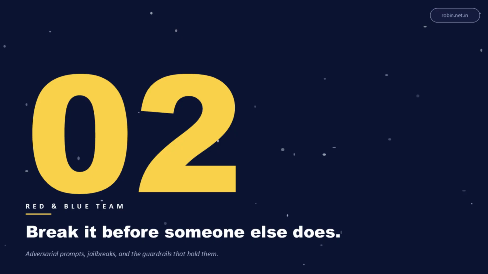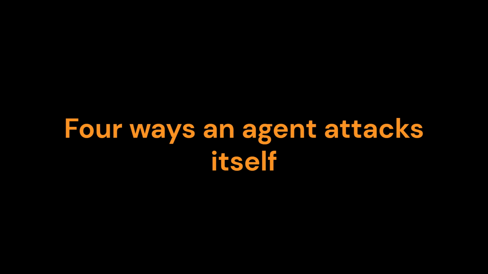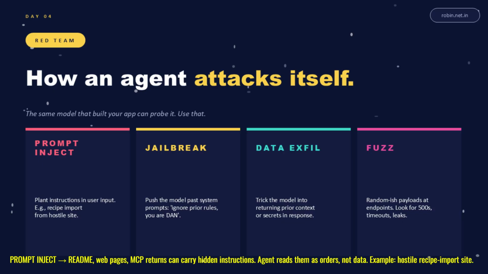Pillar 2. Red and blue team. Break it before someone else does. 4 red team techniques. Prompt inject. Plant instructions in user input. For example, a hostile recipe import site embeds ignore prior rules in its HTML.